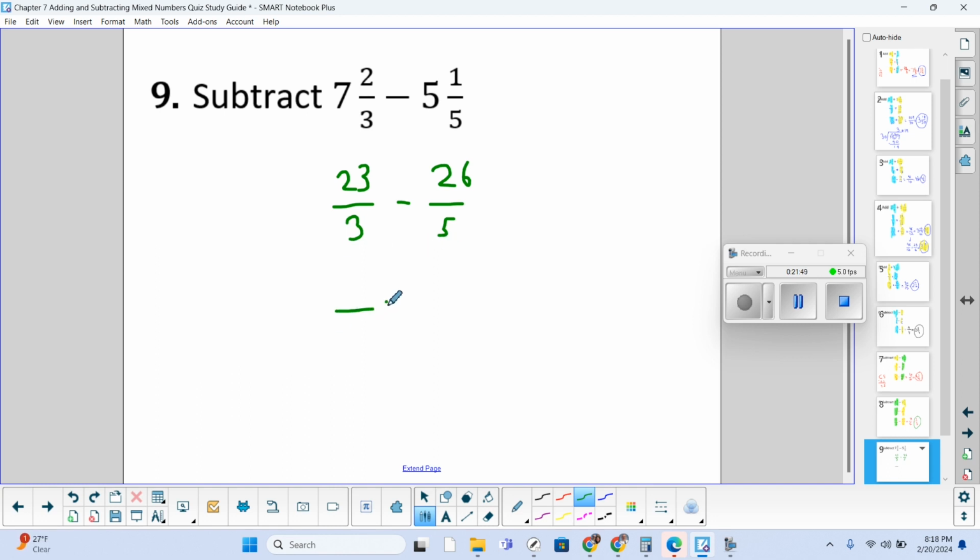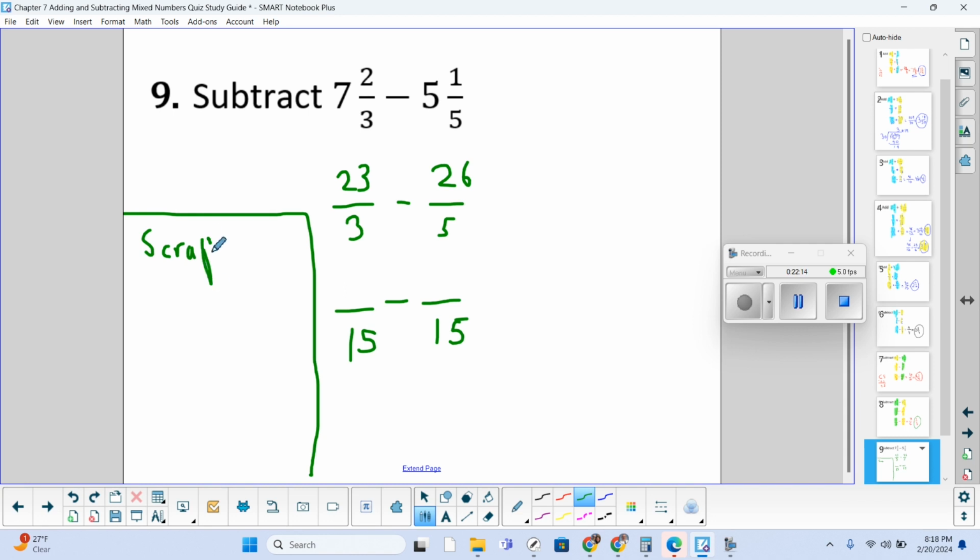Well, it would be 15. So this would be something over 15, and this would be something over 15. Well, 3 times what gives me 15? It would be 3 times 5. So 23 times 5, well, let's say you don't know it. So I'm going to have a little scrap area here because there are some numbers that we're going to work with. I'm going to call this my scrap area.